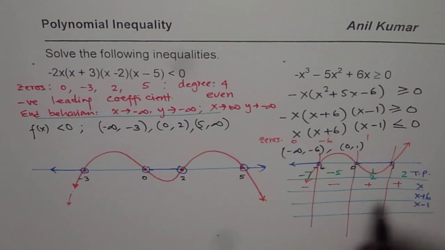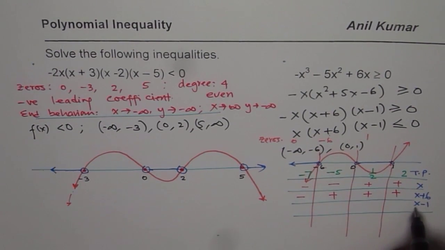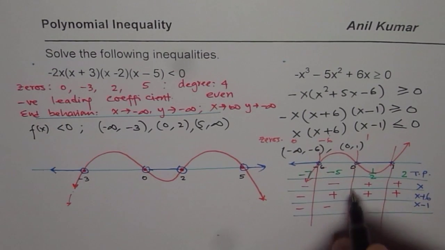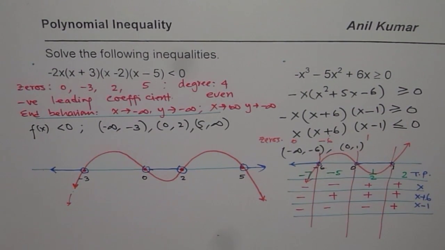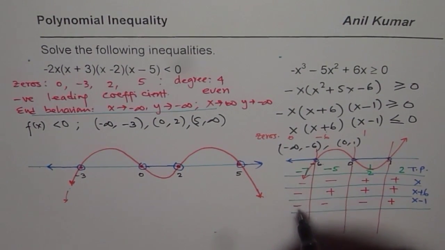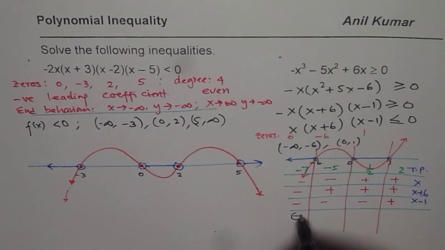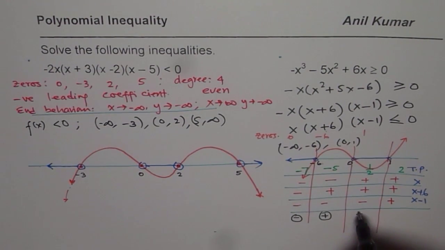For x plus 6, -7 will be negative, but these will be positive. For x minus 1, these all will be negative, but that will be positive. But when you multiply 3 negatives, what do you get? When you multiply 3 negatives, you get negative, right? When you multiply 2 negatives, you get a positive. When you multiply 1 negative, negative, and here you get positive.